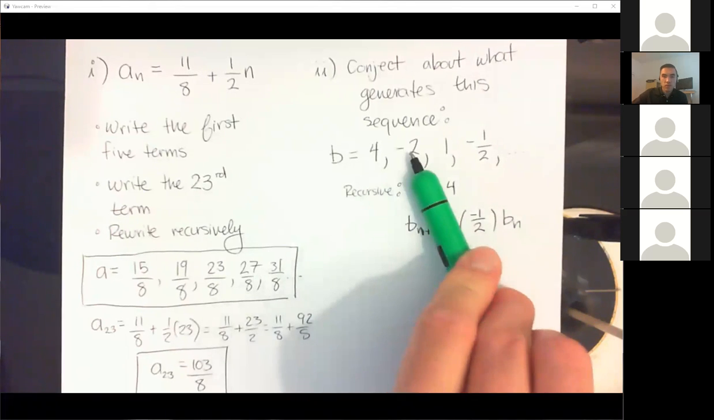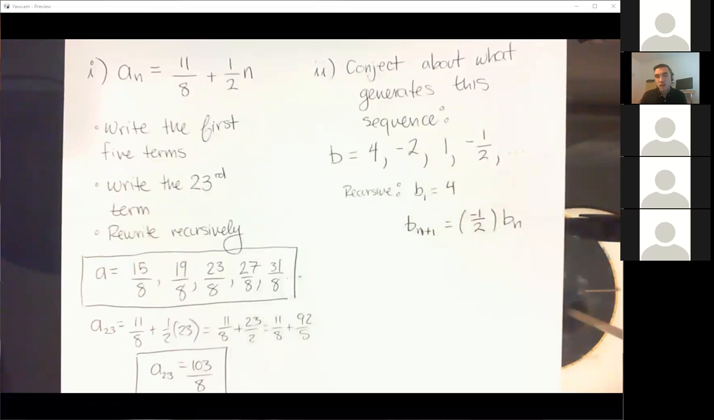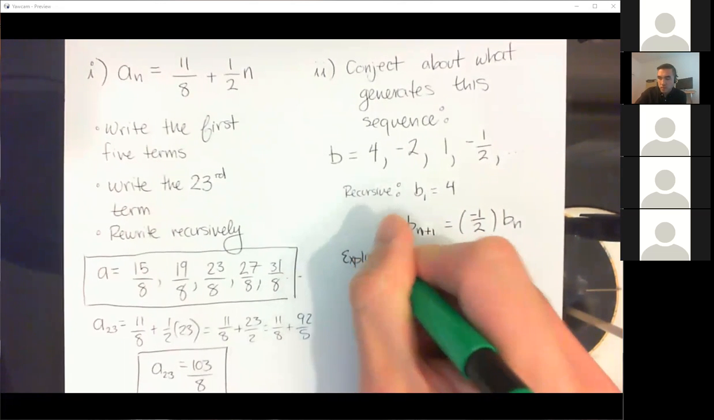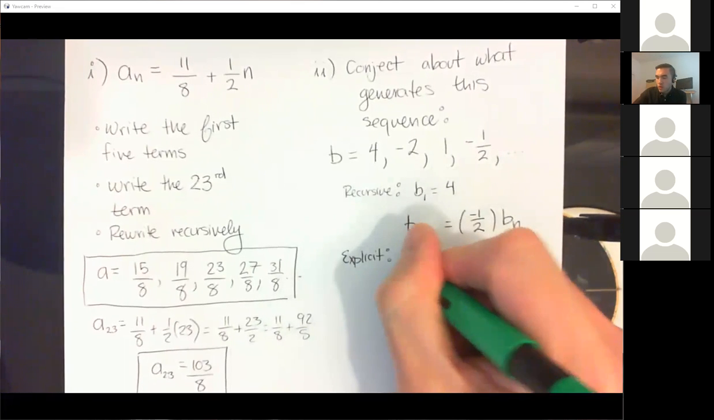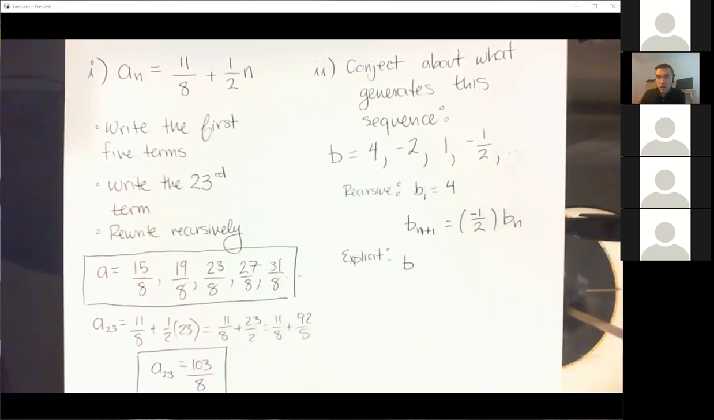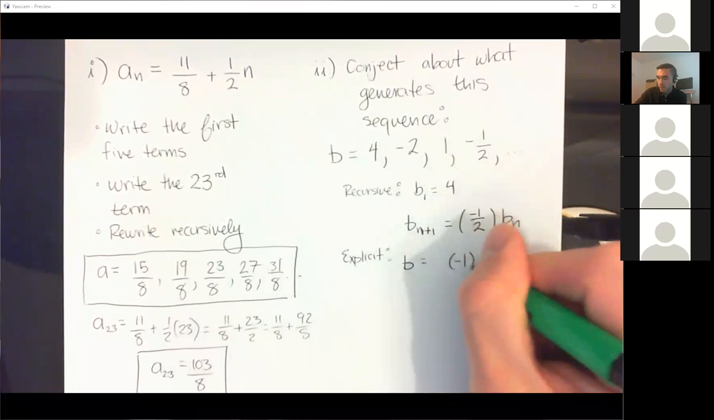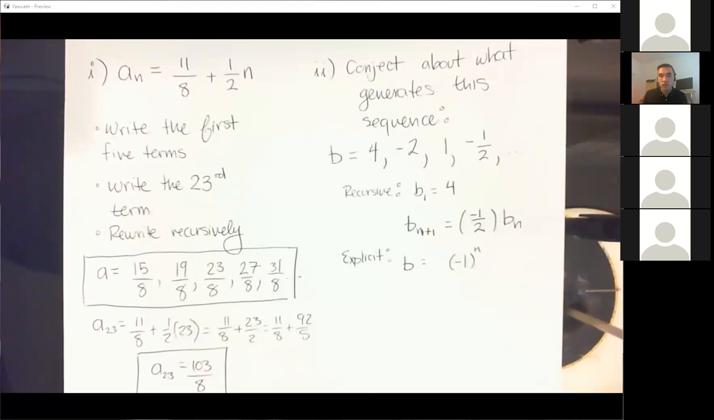So negative half, negative half, negative half, and so on. Now for the hard part, right? How do we write this explicitly? Is it negative 1 to the power of 2 times half? So we definitely need the negative 1 to the power of n. Why do we need that in here? Because it switches from positive to negative each time. It blinks back and forth each time.